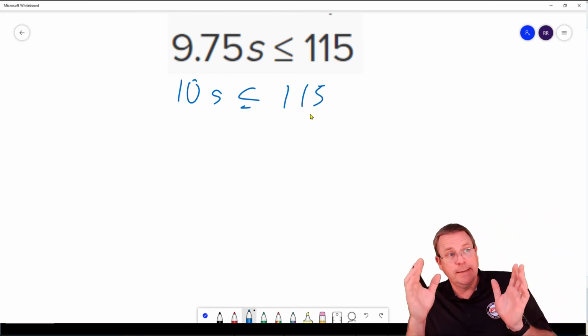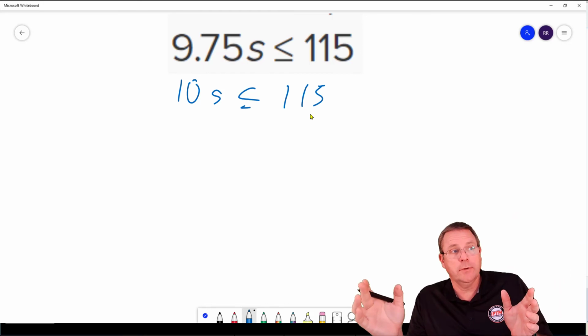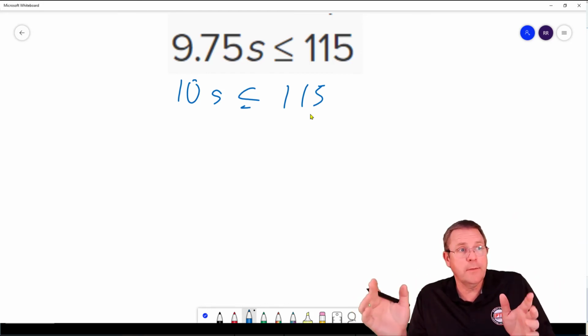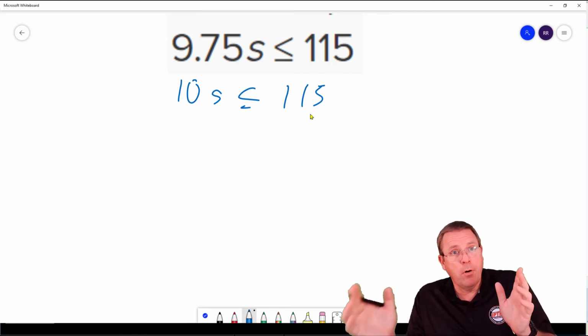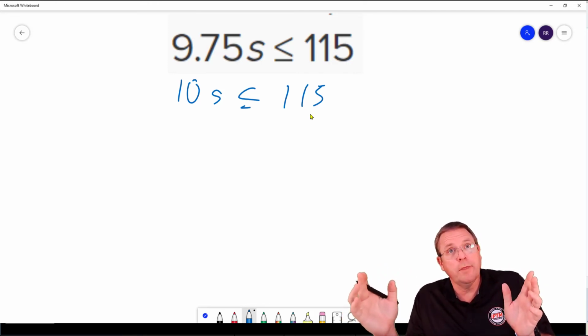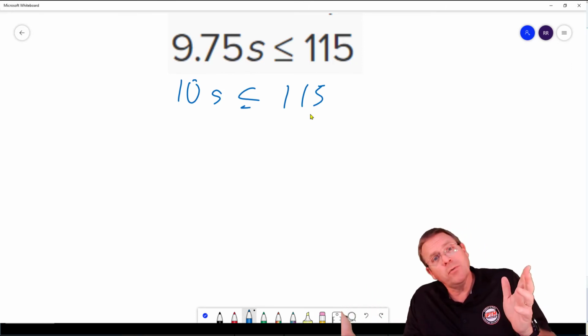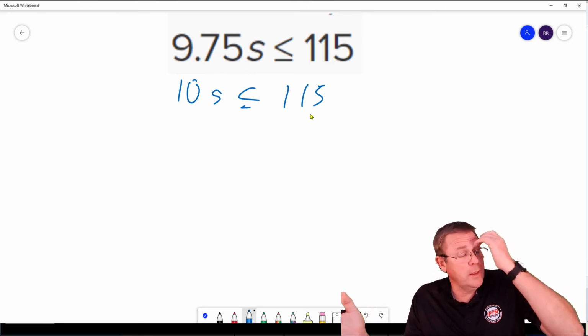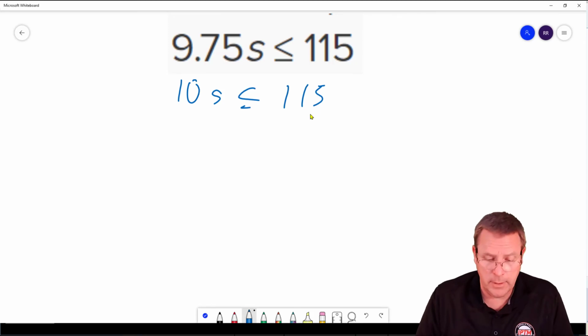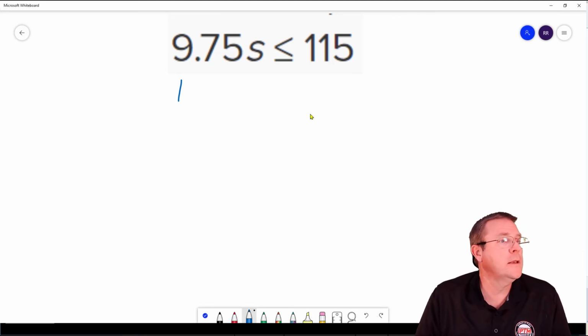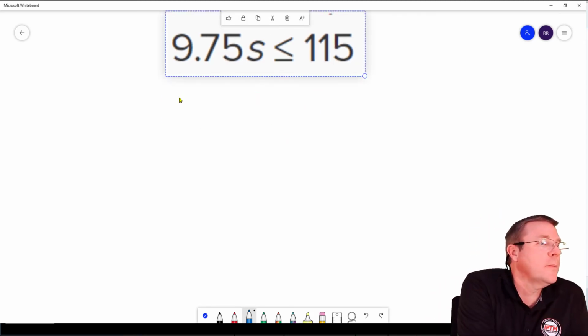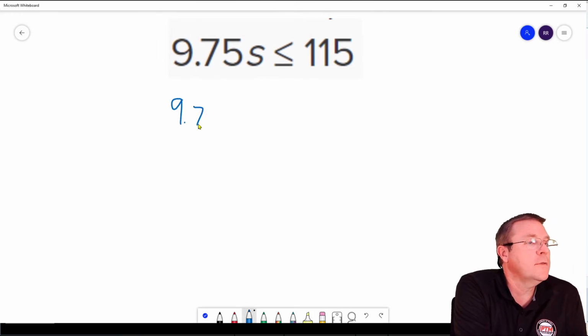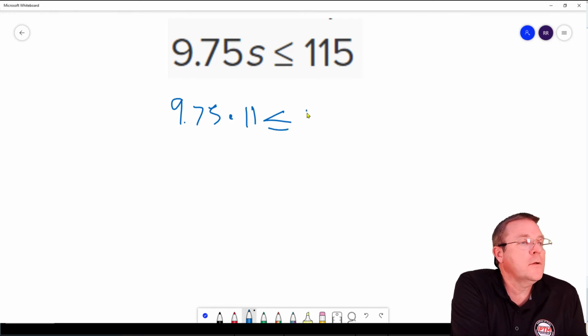So I know that 10 times 10 is going to be 100, and I know that 10 times 11 is going to be 110. That gives me a ballpark, and then 10 times 12, that's going to be 120. 120 is going to be greater than the number they give me, so I'm going to start off with 11 players. I know it's going to be more than 10. So I'm going to do 9.75 times my 11 is less than or equal to $115.